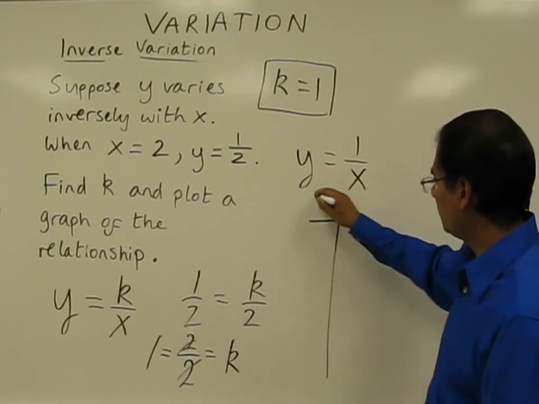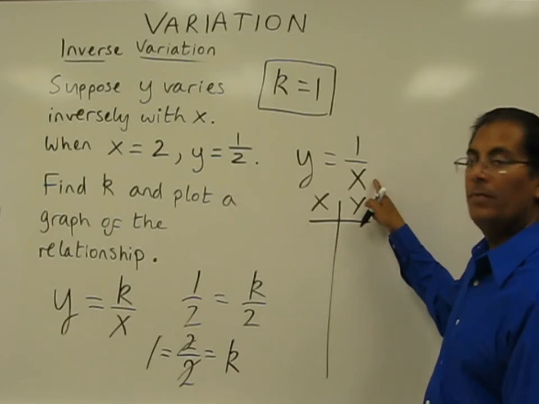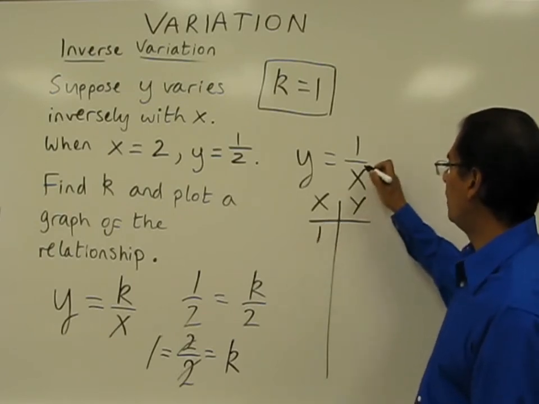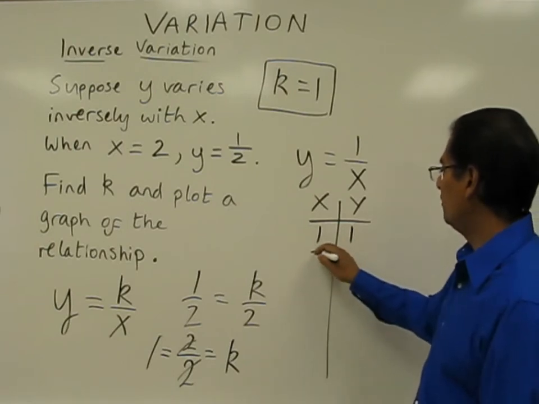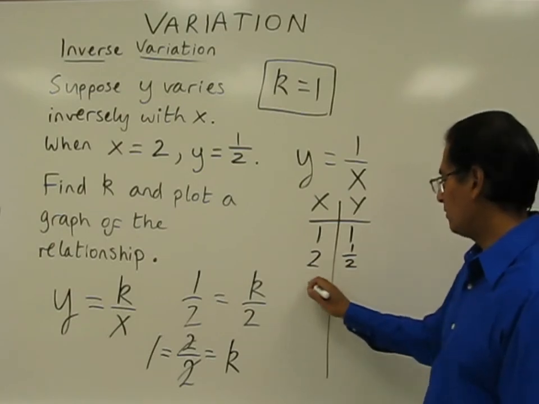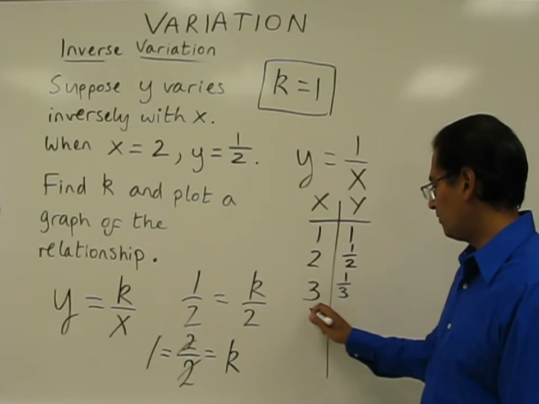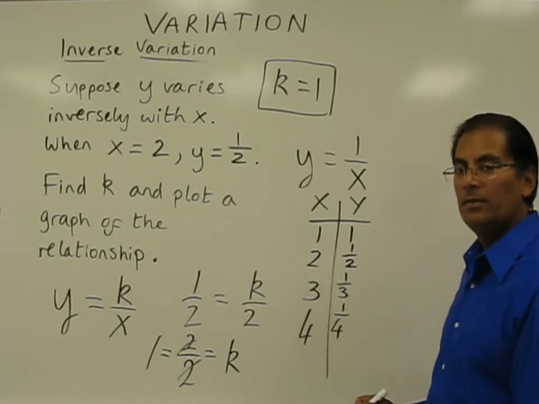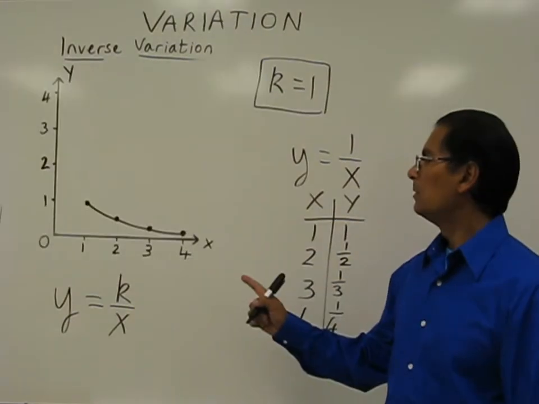So let's take some x and y points. Of course x can't be 0 because you cannot divide by 0. So we'll do x equals 1. We'll have 1 over 1 is 1. If x is 2, we see y is a half. If x is 3, we see y is a third. If x is 4, we see y is a quarter, and so on. So we can now plot this on a graph like this.